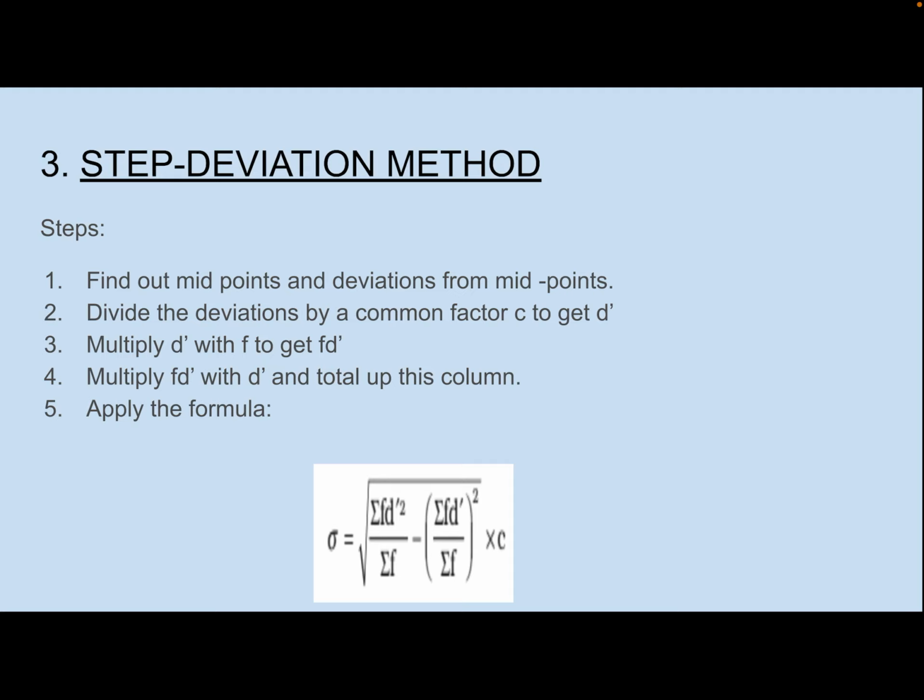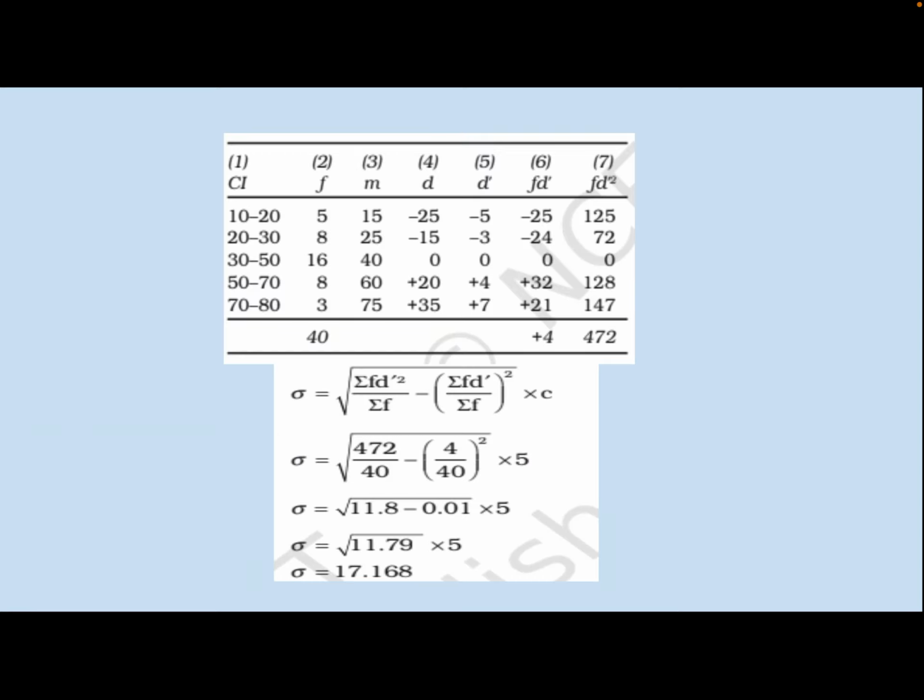You can look up the formula: square root of sigma f d dash square upon sigma f minus sigma f d dash whole square upon sigma f whole square, into c. This is an illustration.